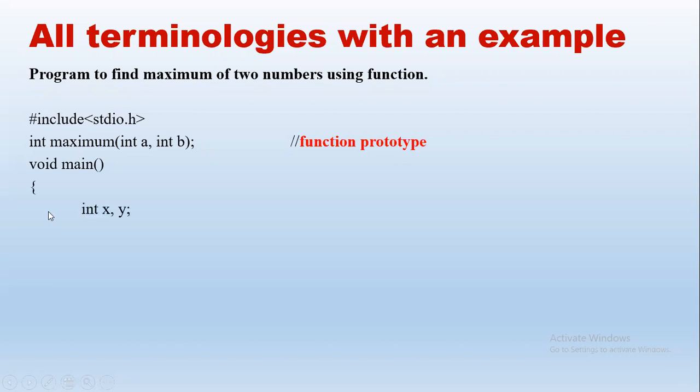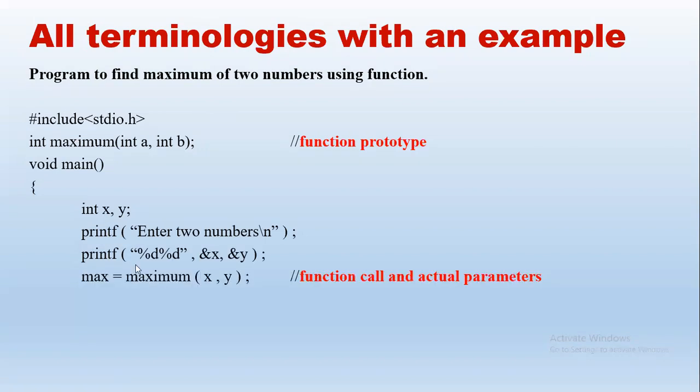Now control starts from main. We are taking input, right? Parameters have to be given, a and b, but we are taking input as x and y. Note in this example, they are different variable names. Variable names of actual and formal parameters may be different, right? So we take input x and y, and this is the function call, maximum of x and y. If we give 3 and 4, x is 3, y is 4.